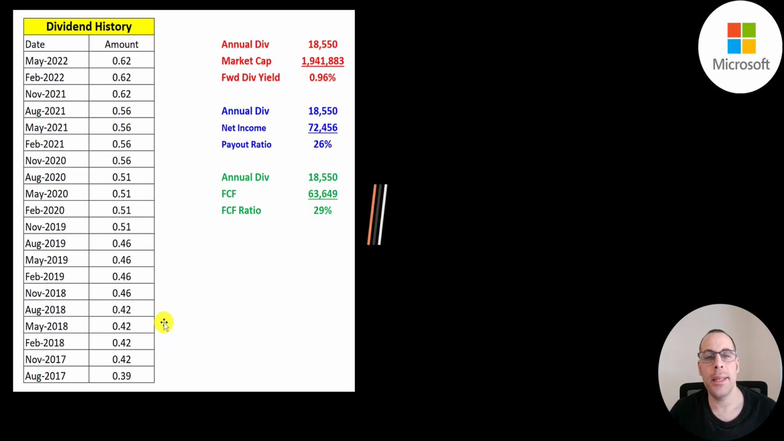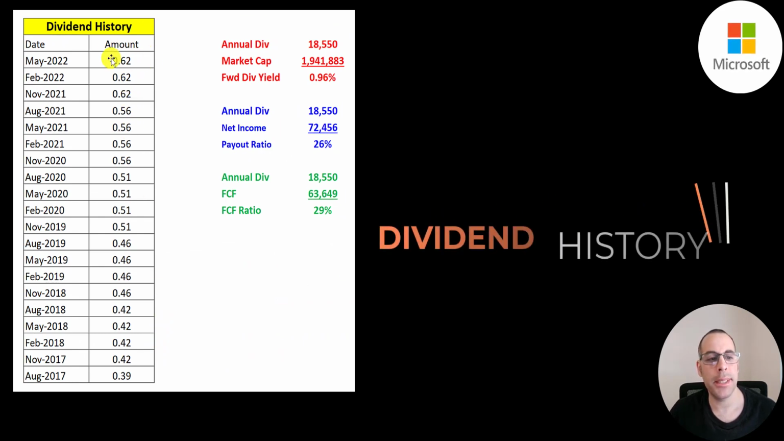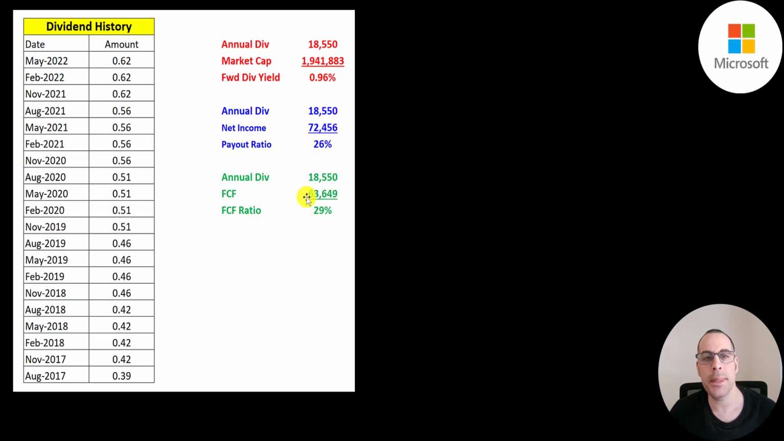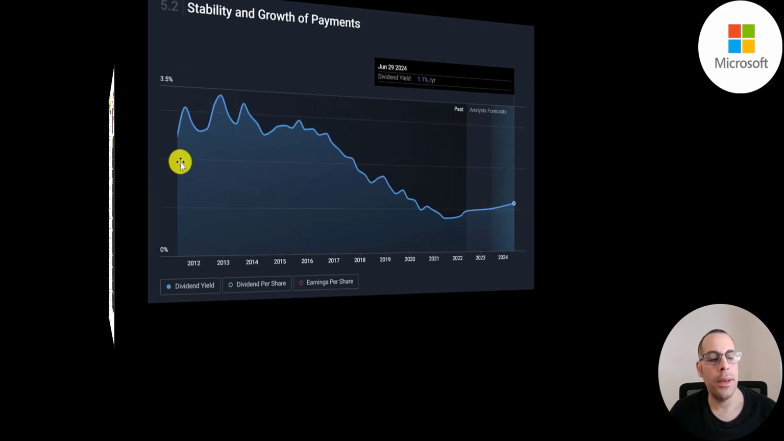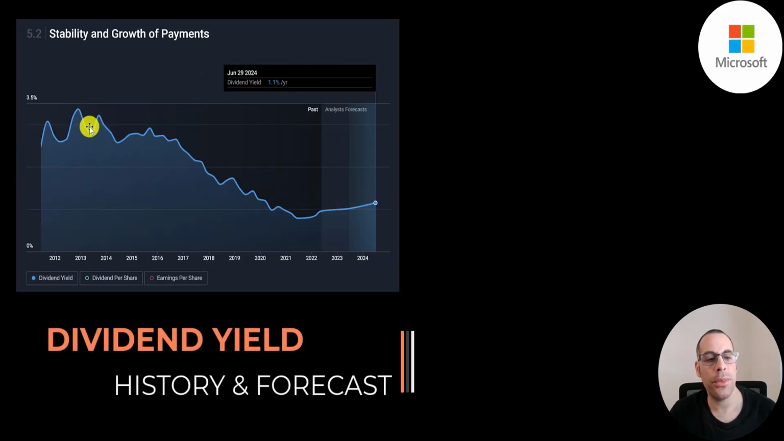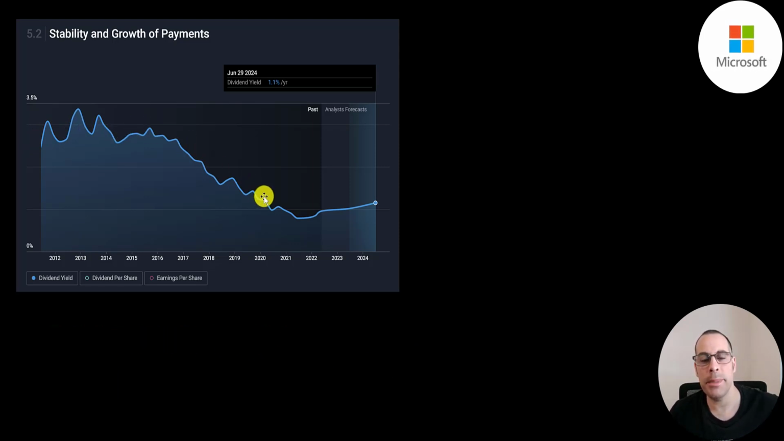They pay a quarterly dividend that they raise each year up to 62 cents a share. And the yield is 1%, which is 26% of their net income, 29% of their free cash flow. And you can see they used to pay a 3% dividend back in 2012 and 2013. But it's been coming down mainly because the stock price has been coming up.